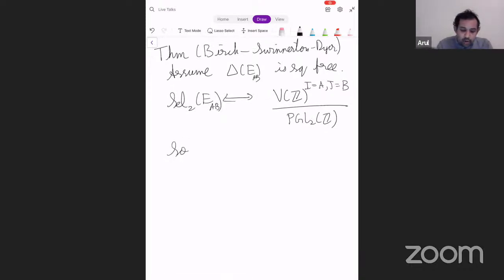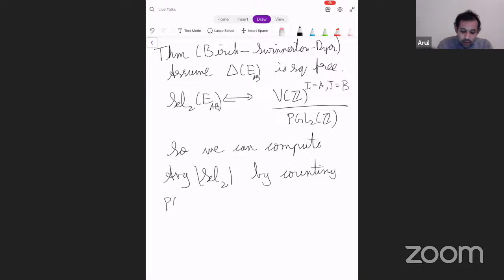And so we can compute the average size of the two-Selmer group by counting PGL2(Z) orbits on integer binary quartic forms.